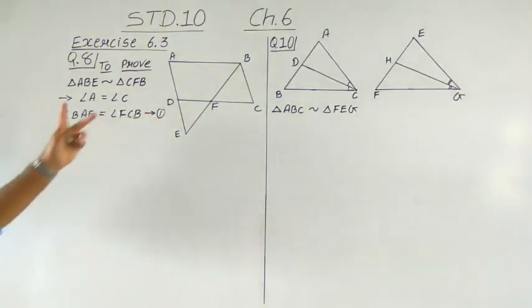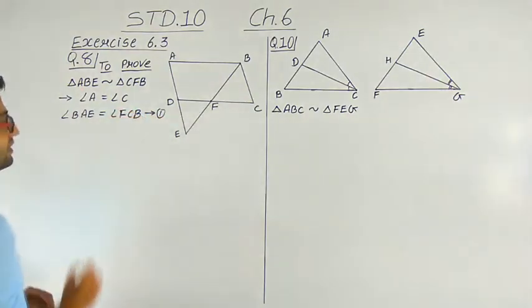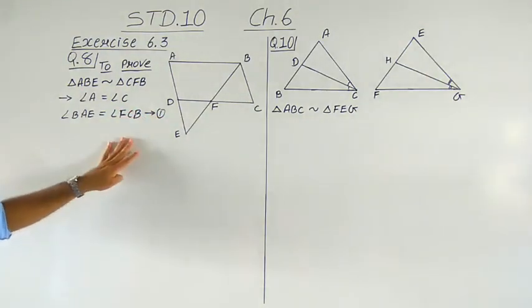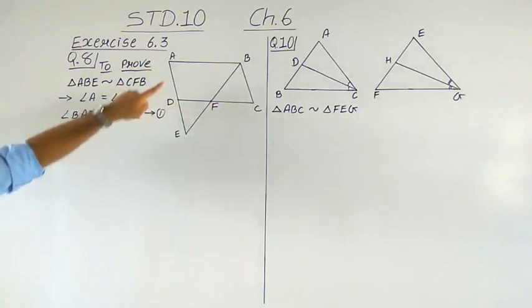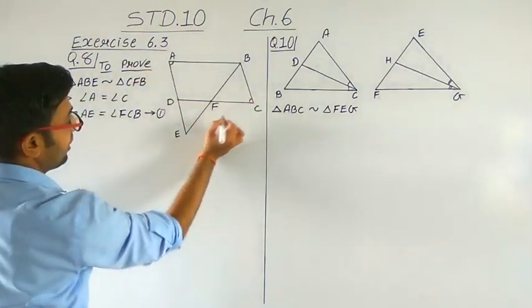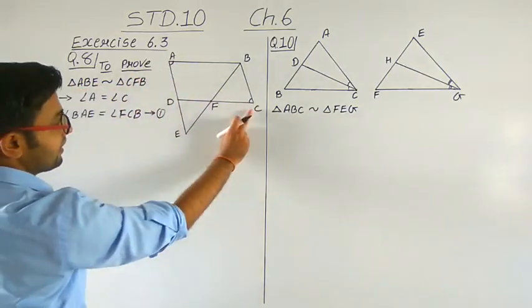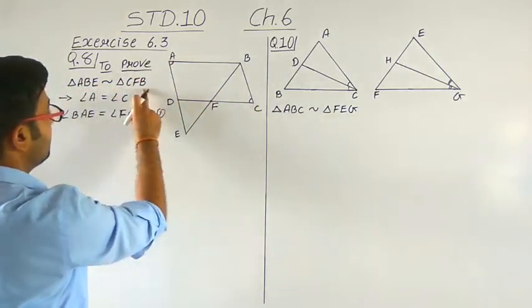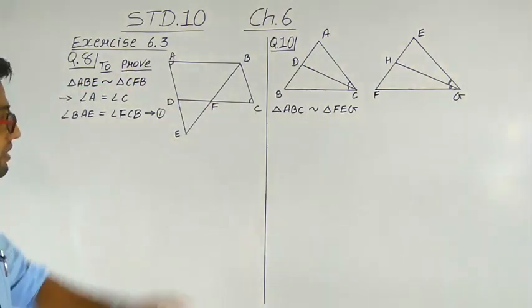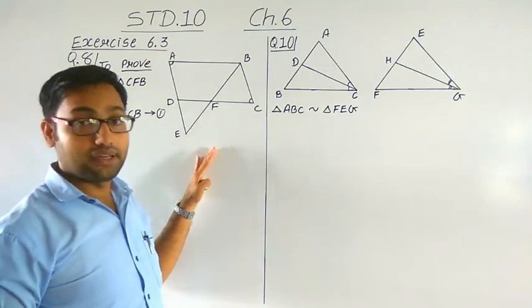So see, in these two triangles, one of the angles we get is equal, and it is because ABCD is a parallelogram and its opposite angles are equal. One of the angles is included in triangle ABE, the second one is included in triangle CFB. Now in the same way, we have to check for the other angle.